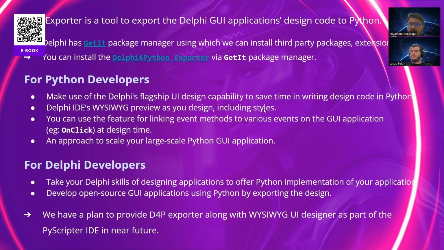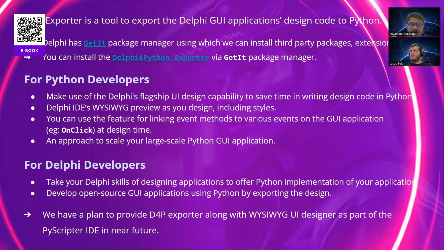We also want to include styles. You will like the capability of including styles from Delphi in Python, which we will showcase in the application. And you can use the feature for linking event methods also. For example, if there is a button on the application, when you click it, what event should happen. An empty event can be created and utilized to write the logic as part of the Python.